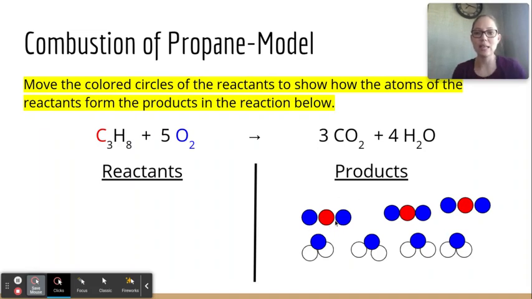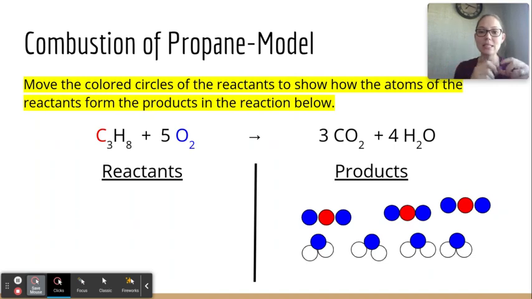mass. So we see that we still have 3 carbons. They just went from the propane and were rearranged into a carbon molecule. And then our oxygen are now a part of carbon dioxide and water. And the hydrogens that were originally a part of propane are now a part of water. But those numbers didn't change.